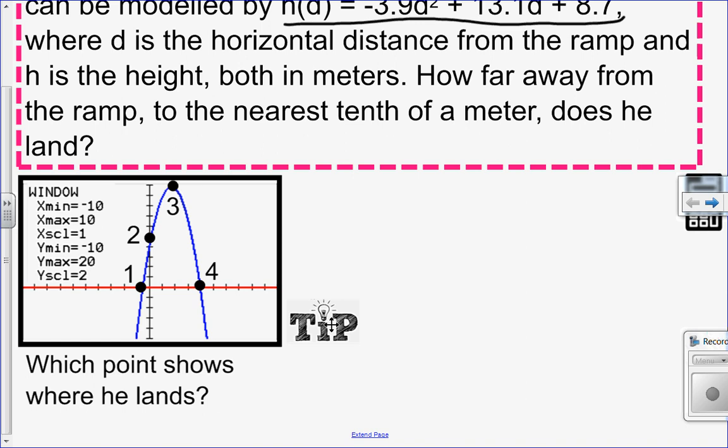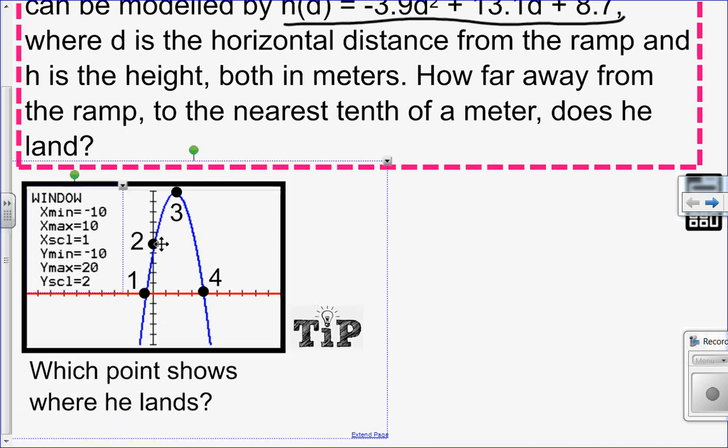The trick to these questions is not only knowing what point to solve for, but then actually solving for it. So let's talk about each point. Point 1 makes no sense because the horizontal distance would be negative, and you can't have a negative distance. Point 2 is the y-intercept, the point at which he started the jump from, so that's not going to make sense. Point 3 is the maximum height that he reaches on the jump, so that one isn't right. So it has to be point number 4.